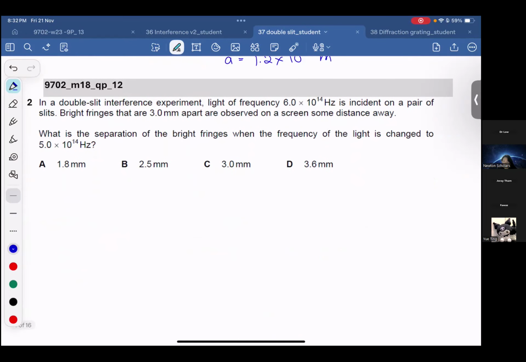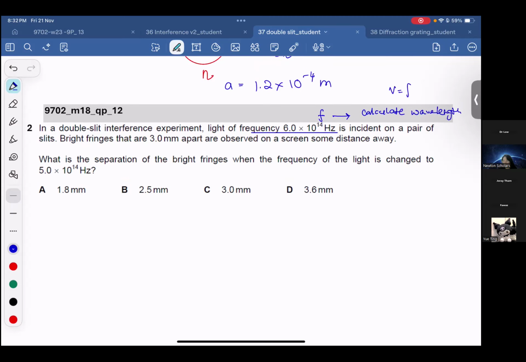In the double slit interference experiment, light frequency. Teacher, we don't use the frequency in our formula, what? Yes, but when they give you the frequency, we can calculate wavelength. How? V equals to F lambda. Teacher, it doesn't give us the speed, what? Yes, but look here, light. What is the speed of light? 3 times 10 power of 8. Then you got the F, you can calculate your wavelength. So the first step here, you should calculate your wavelength.